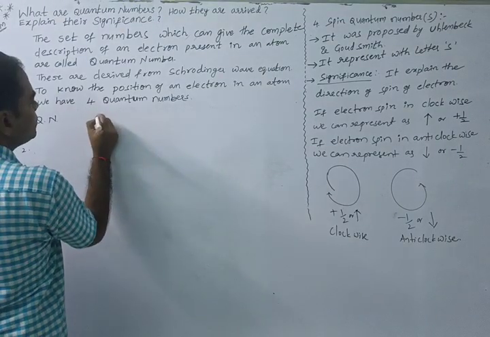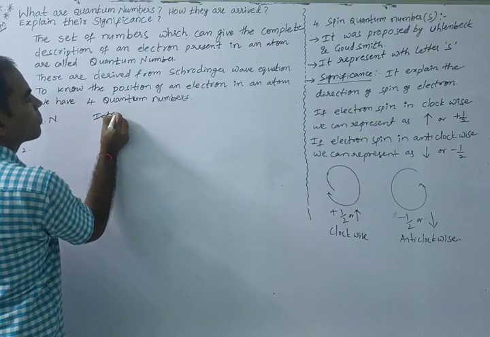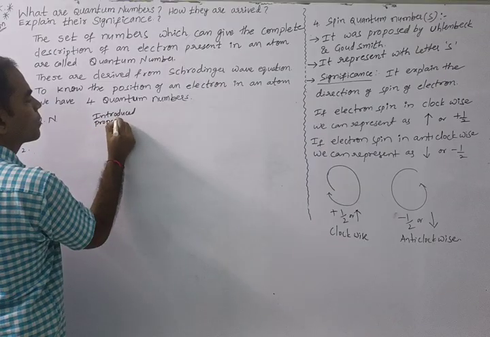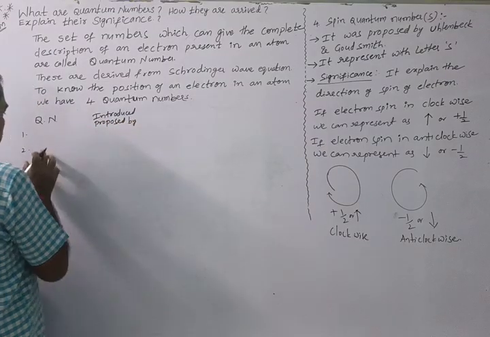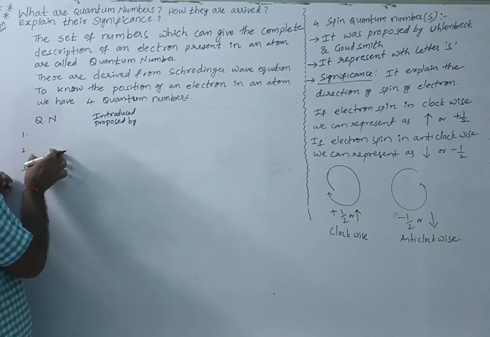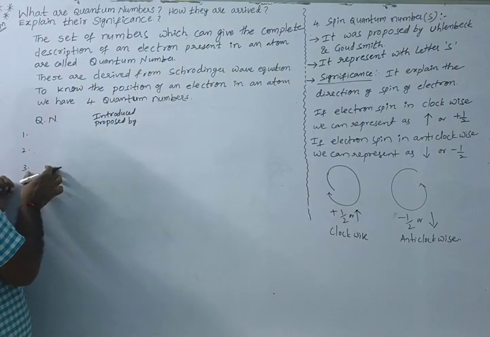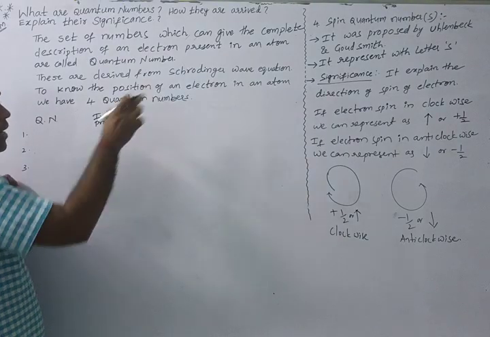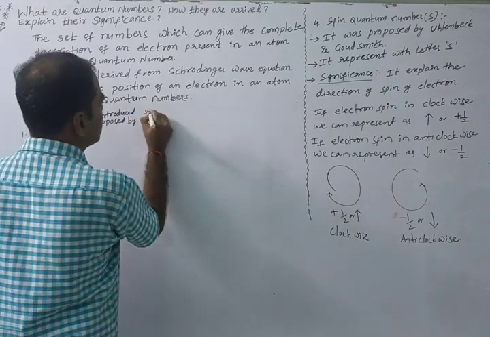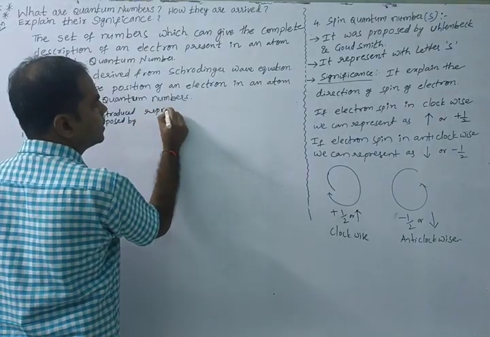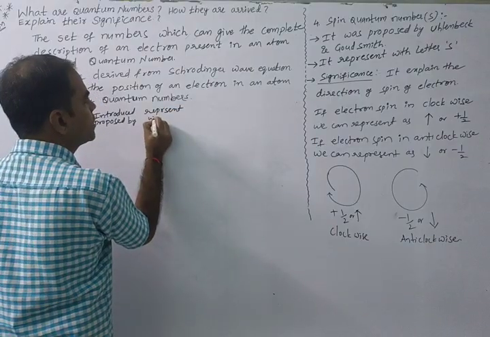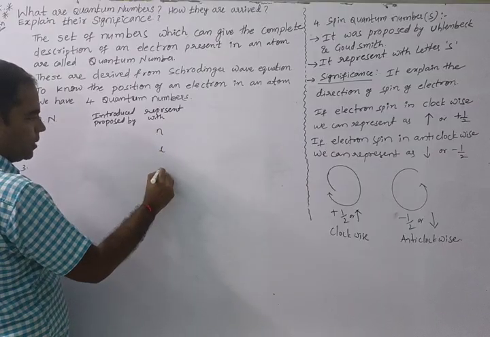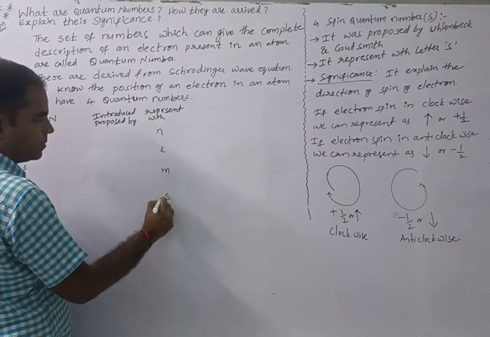Next, introduced or proposed by: principal quantum number, Niels Bohr; angular momentum quantum number, Sommerfeld; magnetic quantum number, Landé; spin quantum number, proposed by Uhlenbeck and Goudsmit. Next, represented with: principal quantum number N, angular momentum quantum number L, magnetic quantum number M, and spin quantum number S.